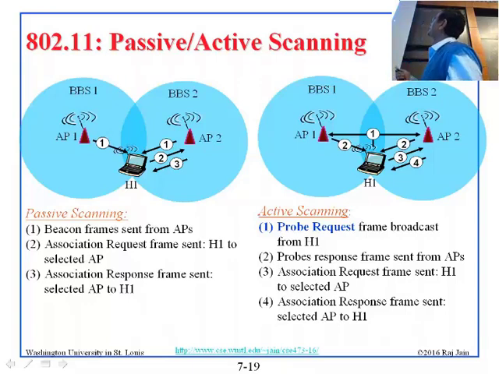Now, active scanning: you send a probe request which is broadcast, and a probe response is sent from the access point. And the association request is sent to the selected access point, and the selected access point responds to your association request. So you can ask or you can listen. Either way, you find out who is here.